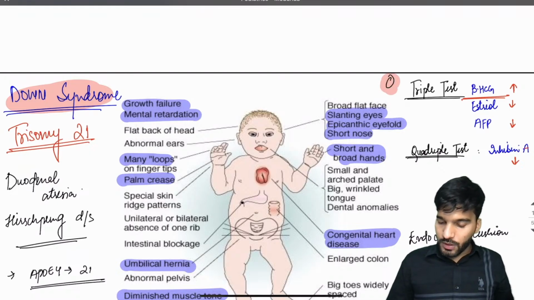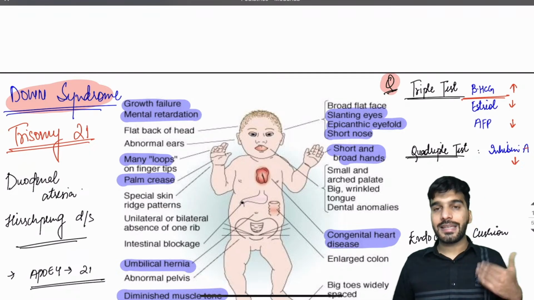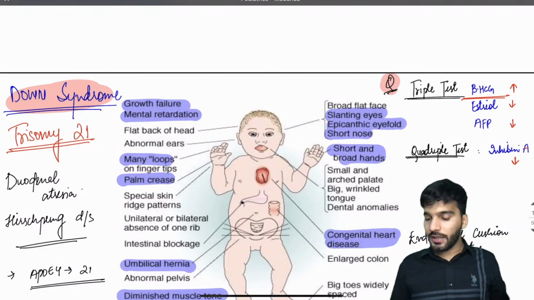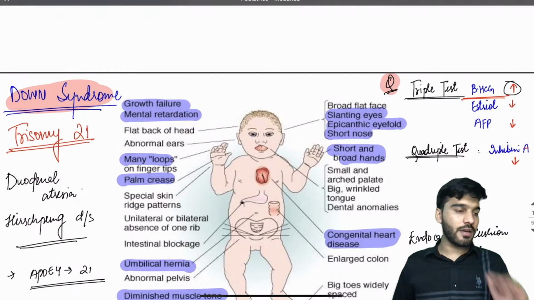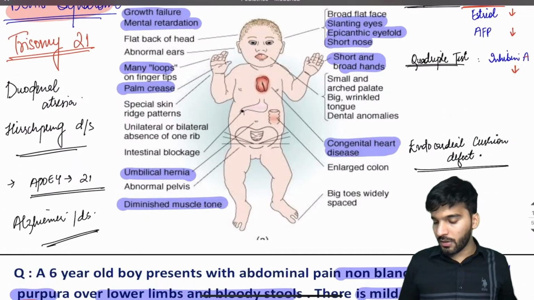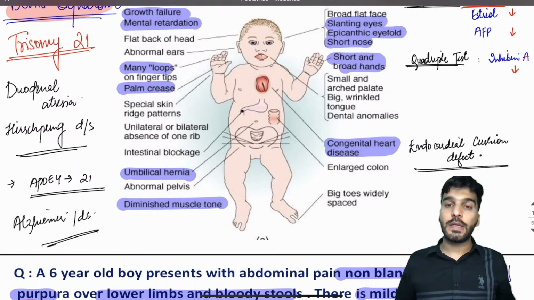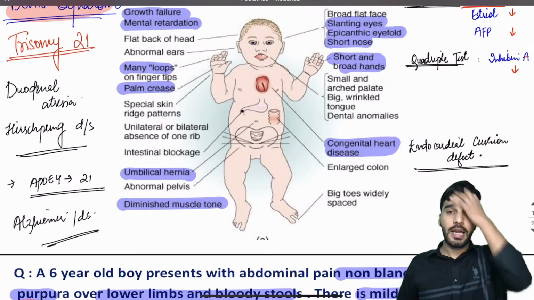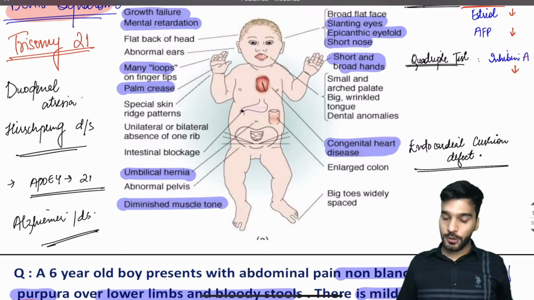In the triple test, what will be the components that will be increased? In the quadruple test, the only thing that will be increased is beta hCG. Rest everything is going to be decreased. Remember, the most common congenital heart defect is endocardial cushion defect. It's endocardial cushion defect.